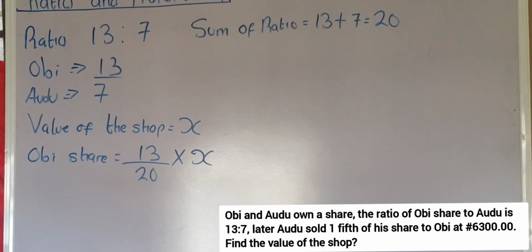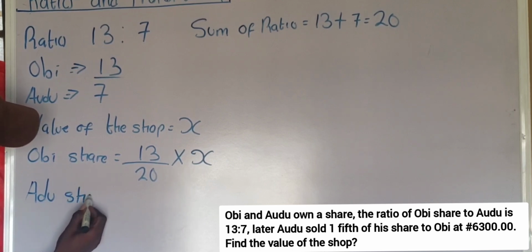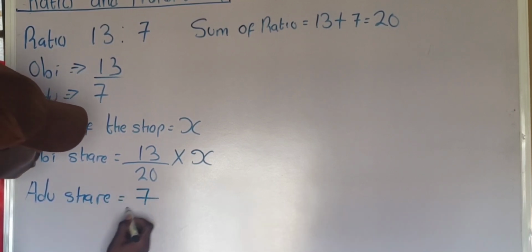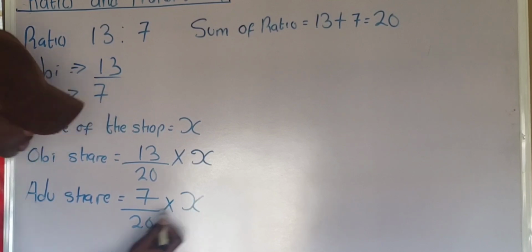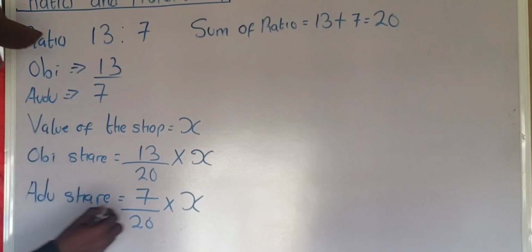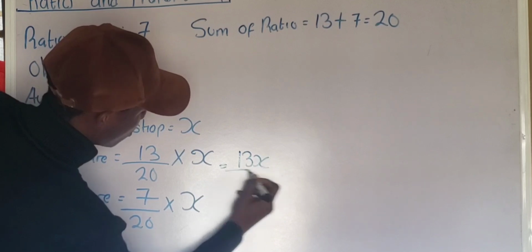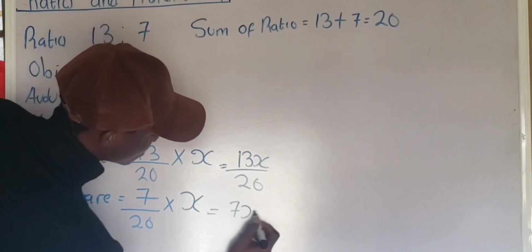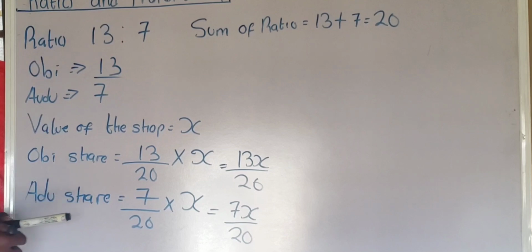Now, Audu's share is equal to 7 over 20 multiplied by the total value of the shop. Now, Audu sells 1/5 of his share to Obi at the rate of 6,300 naira. That means, please pay attention, Obi's share is 13x all over 20, and Audu's share is 7x all over 20.